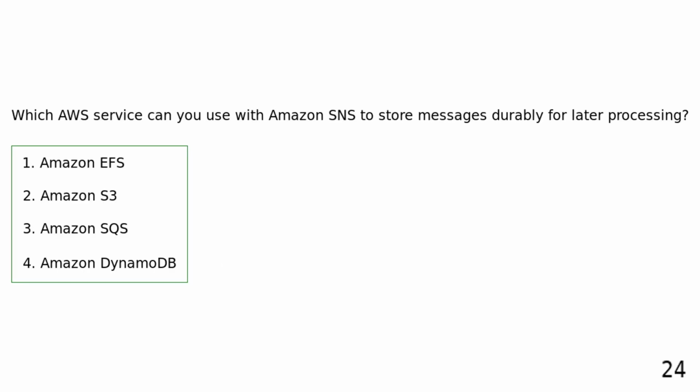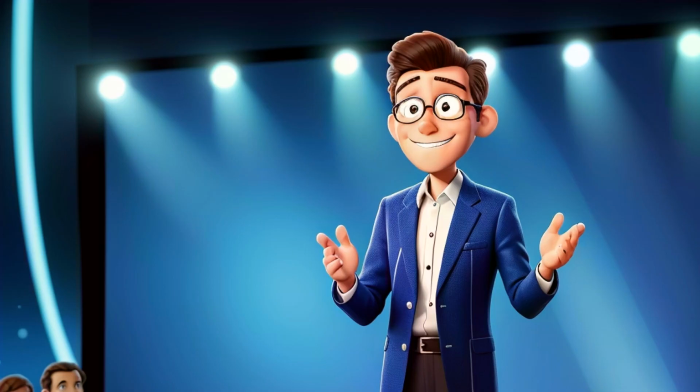Which AWS service can you use with Amazon SNS to store messages durably for later processing? Amazon EFS, Amazon S3, Amazon SQS, Amazon DynamoDB. Amazon SQS can be used with SNS in a fan-out pattern, where SNS sends messages to SQS queues for durable storage and later processing.